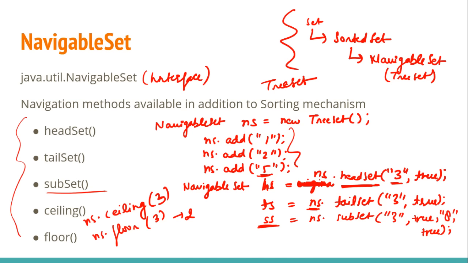Cool. The floor method just does the opposite. So when you say ceiling and pass this value, if you have 3, it will return 3. If you don't have 3, the very next element that is closest to 3 and higher will be returned, that is 5. And if you do floor, the very previous element that is lower will be returned. This is the simple implementation of these 5 functions.